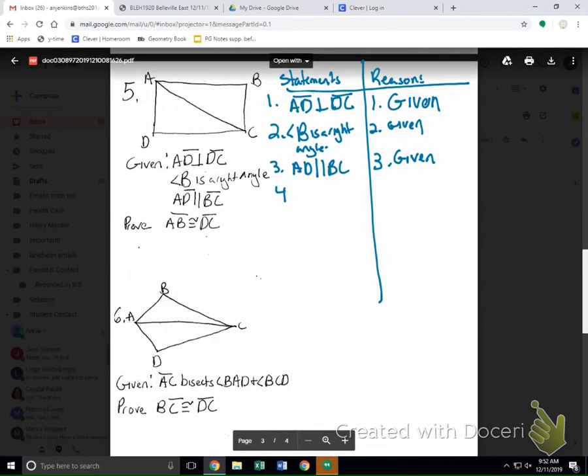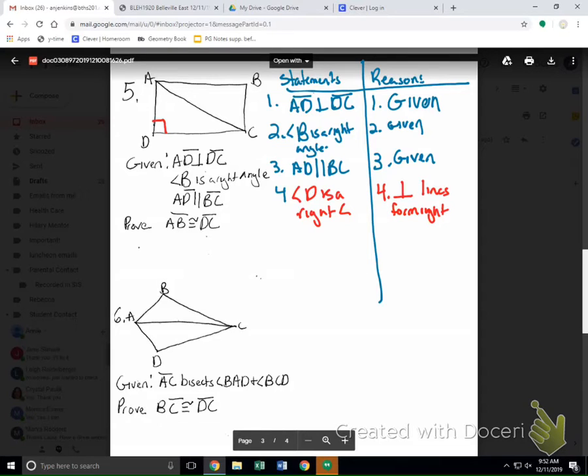I'll pause here so you guys can take a second. So now we look at what we have, and we're going to build off the fact that we know it's perpendicular. When you have perpendicular lines, what do they form? Right angles. So it says here that AD is perpendicular to DC, so that means that angle D is a right angle. How did I know that? Because perpendicular lines form right angles.